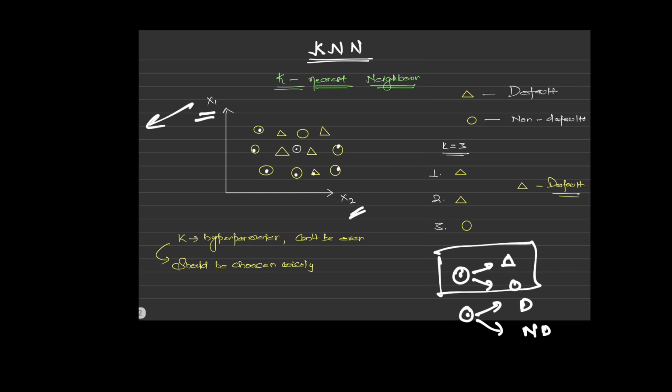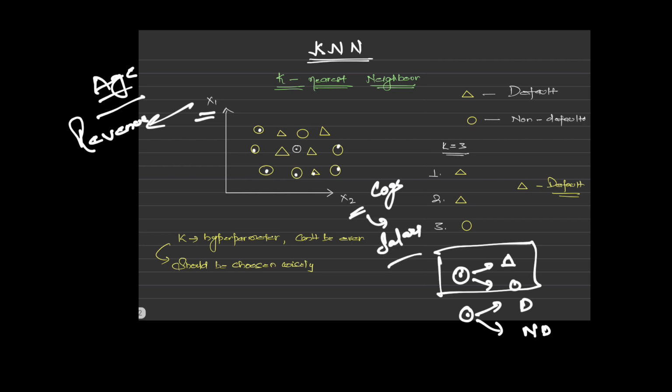Now x1 could be one feature like revenue, and x2 could be another feature like COGS. If it is not a company, and you're talking about a person, then x1 could be the age of the person, and x2 could be, say, the salary of the person. Okay, and you plotted the different data points. So the circles and the triangles are the different data points.